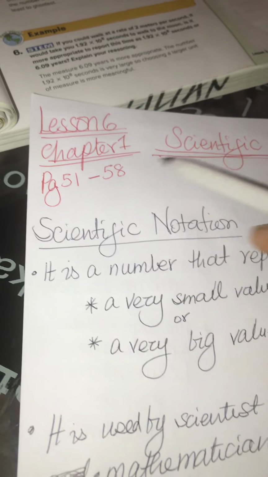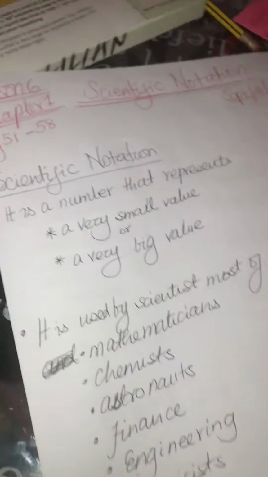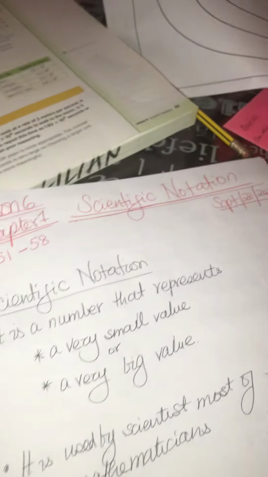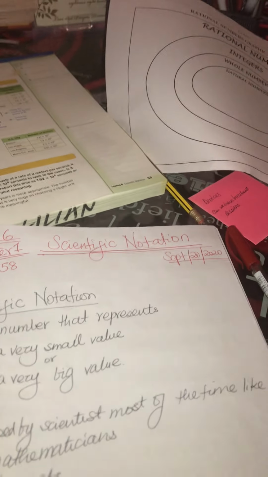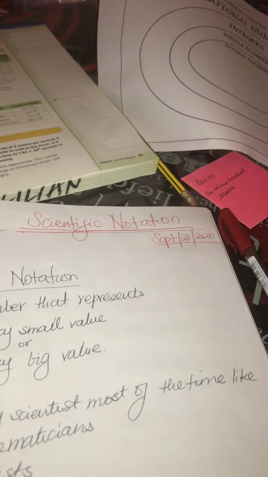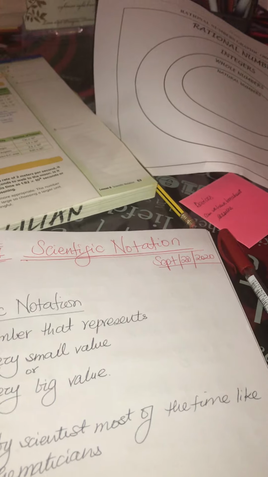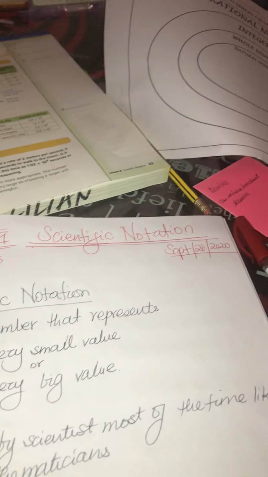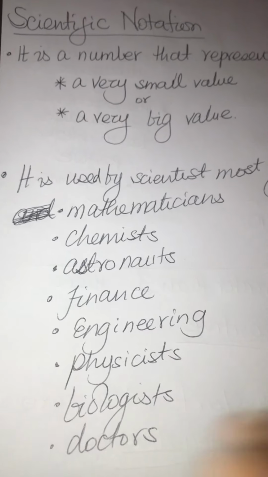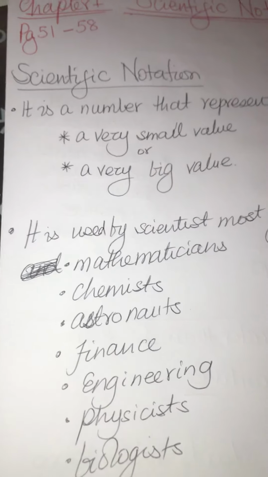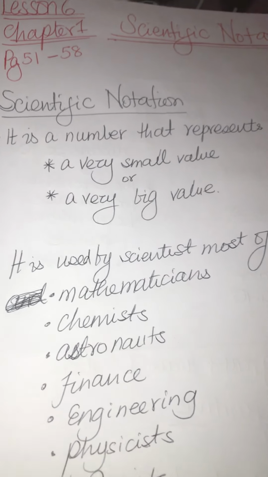So what is scientific notation? It is a way of writing numbers, yes? Just the same way you write fractions, decimals. So this method is called scientific notation. And just like the name says, it is mainly used by scientists, yes? People like mathematicians, chemists, astronauts, finance people, all these people. Anybody who deals with numbers, okay?